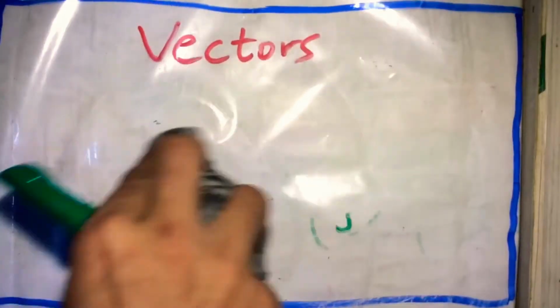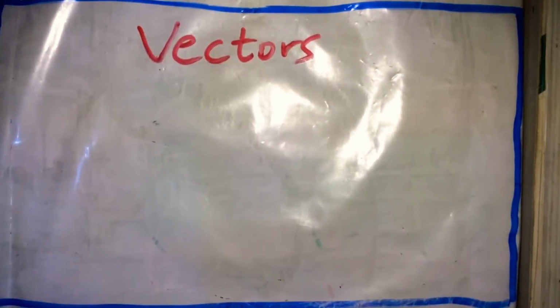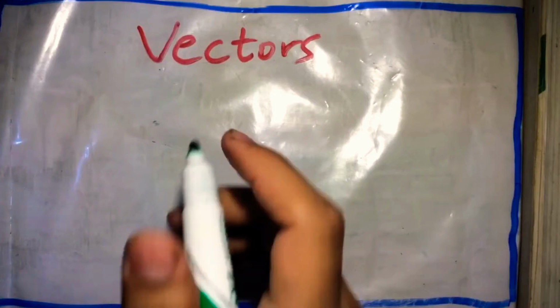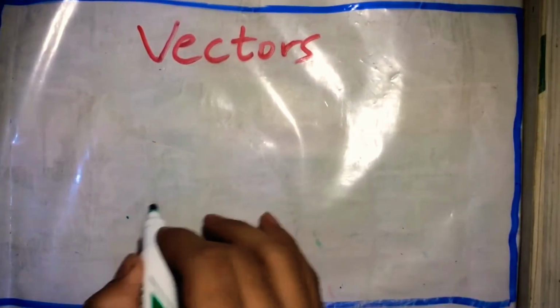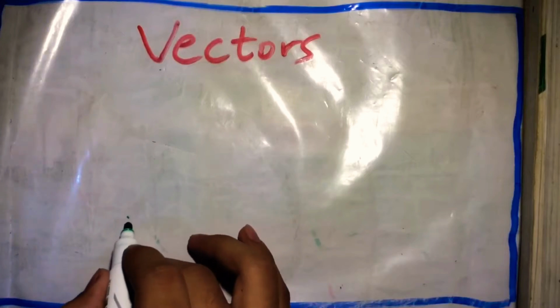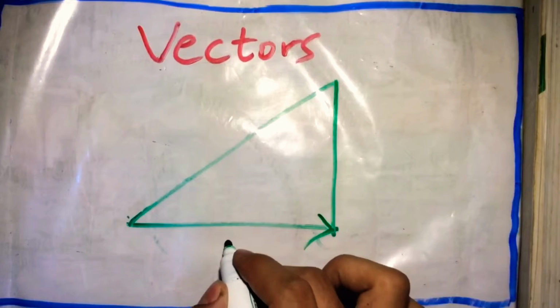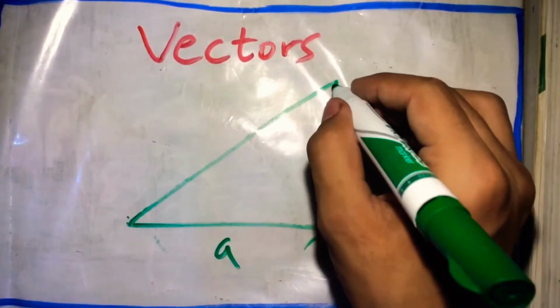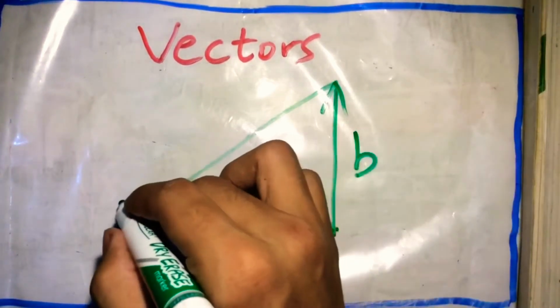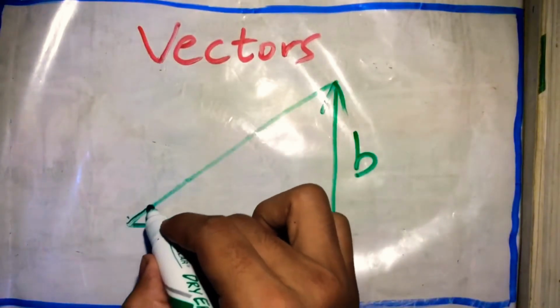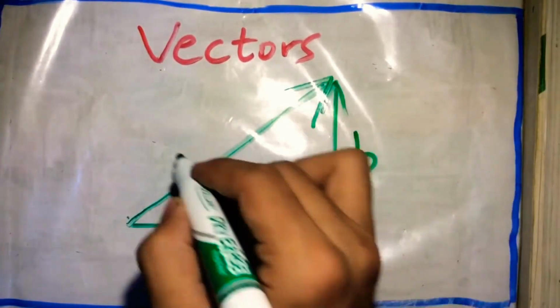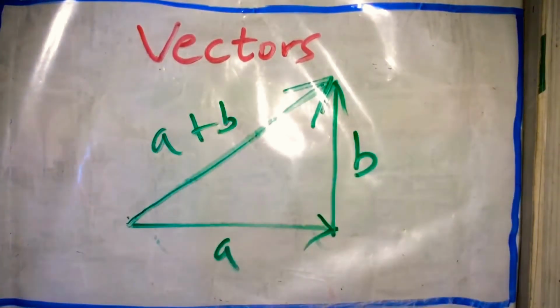Addition of vectors is by 2 methods: the head-to-tail rule and the parallelogram rule. For the head-to-tail rule, we form a triangle. For example, if this is the triangle, this vector is A and this vector is B. So the resultant vector, which will be this vector, will be A plus B.